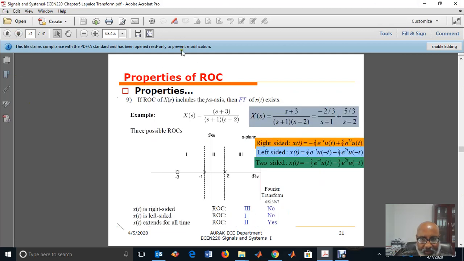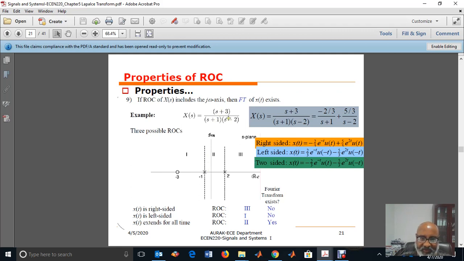All right, now suppose I have a problem like this, and this problem is open-ended. We say X(s) = (s + 3) / ((s + 1)(s - 2)), and we are asked to find x(t). But here, the region of convergence is not given. So we need to find the inverse Laplace transform case by case. That means considering different regions of convergence.